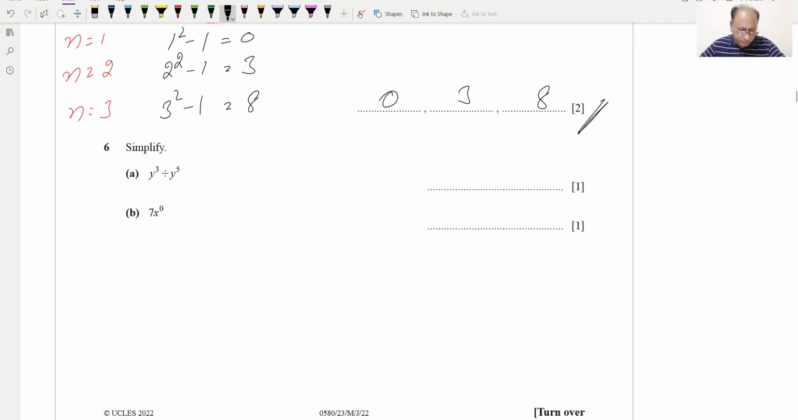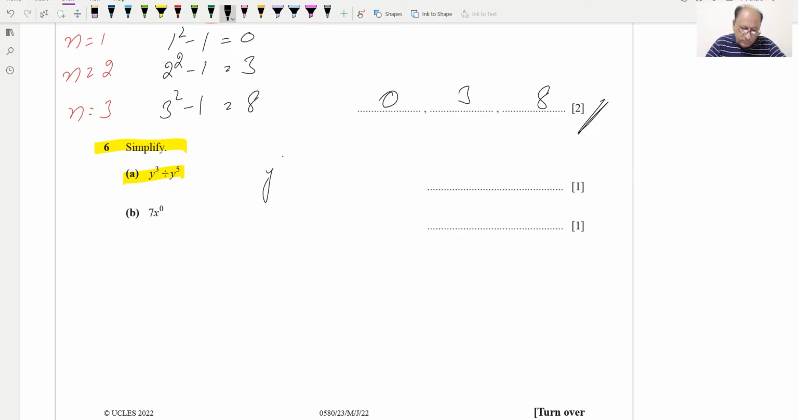Hopefully you got this. Now question number 6 says simplify. In indices, when terms are multiplied, their powers will be added if the bases are same. In case of division, the powers will be subtracted. In case of multiplication, powers will be added.